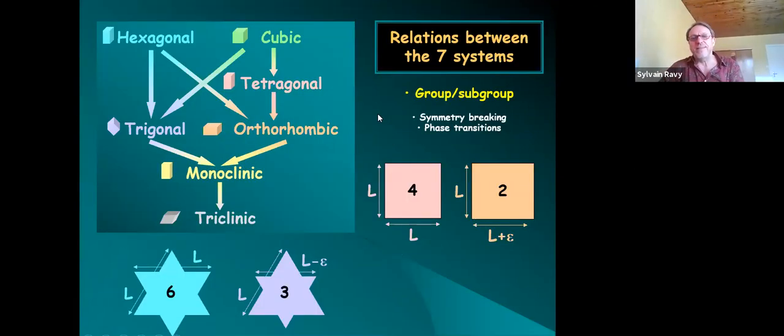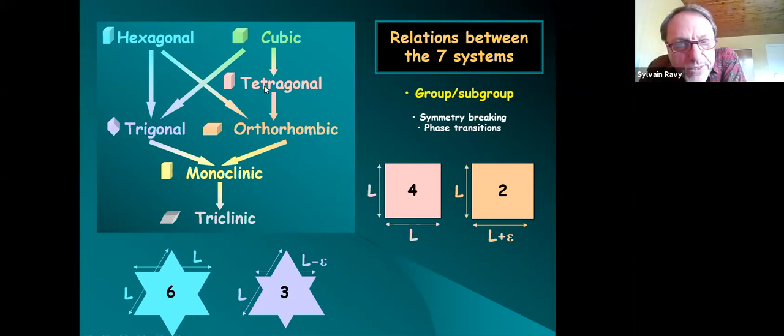Okay. That's, I think, a very important slide related to what you want to do. There is a group-subgroup relation between all these 7 systems, and these are indicated by these arrows. This is important because I have 2 examples here to show that. You can go from cubic to tetragonal, for example, in a continuous way.